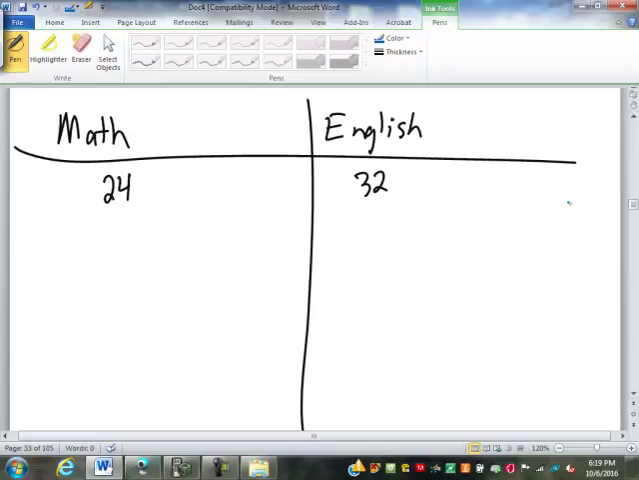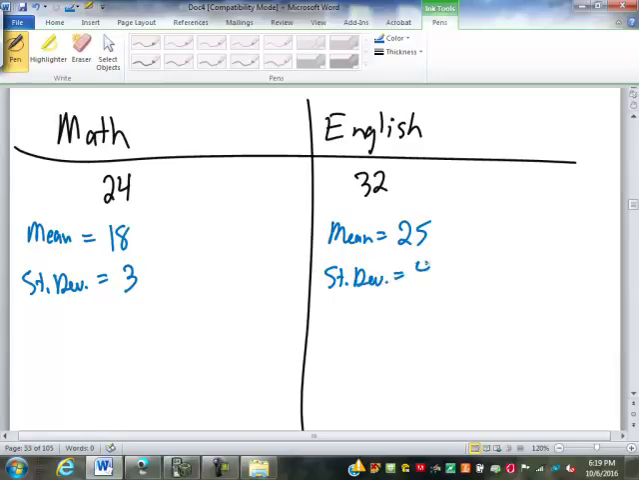So you want to compare yourself to everybody who took both tests. So we're looking at all the people who took both of those tests. The mean score on the math test is an 18 with a standard deviation of 3. The mean score on the English test is 25 with a standard deviation of 4. So in your notes, figure out for me which one is a more impressive score.